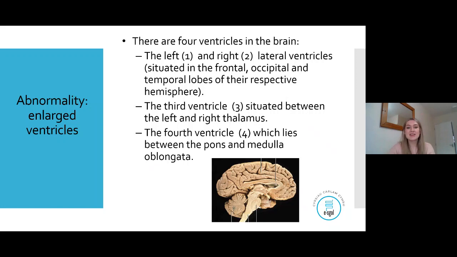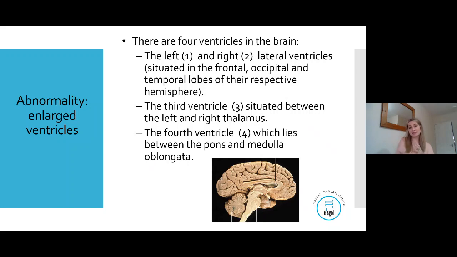Then you have got your 3rd ventricle, number 3, which is situated between the left and the right thalamus. So your thalamus is here. It's quite central to your brain, in the middle of your brain. And on this image, you can't really see the fact that it's a space, but that's because it's an indentation in this image. But if you have 2 indentations in the brain, when you put the 2 hemispheres together, they create a space. And that's what your thalamus does, okay?